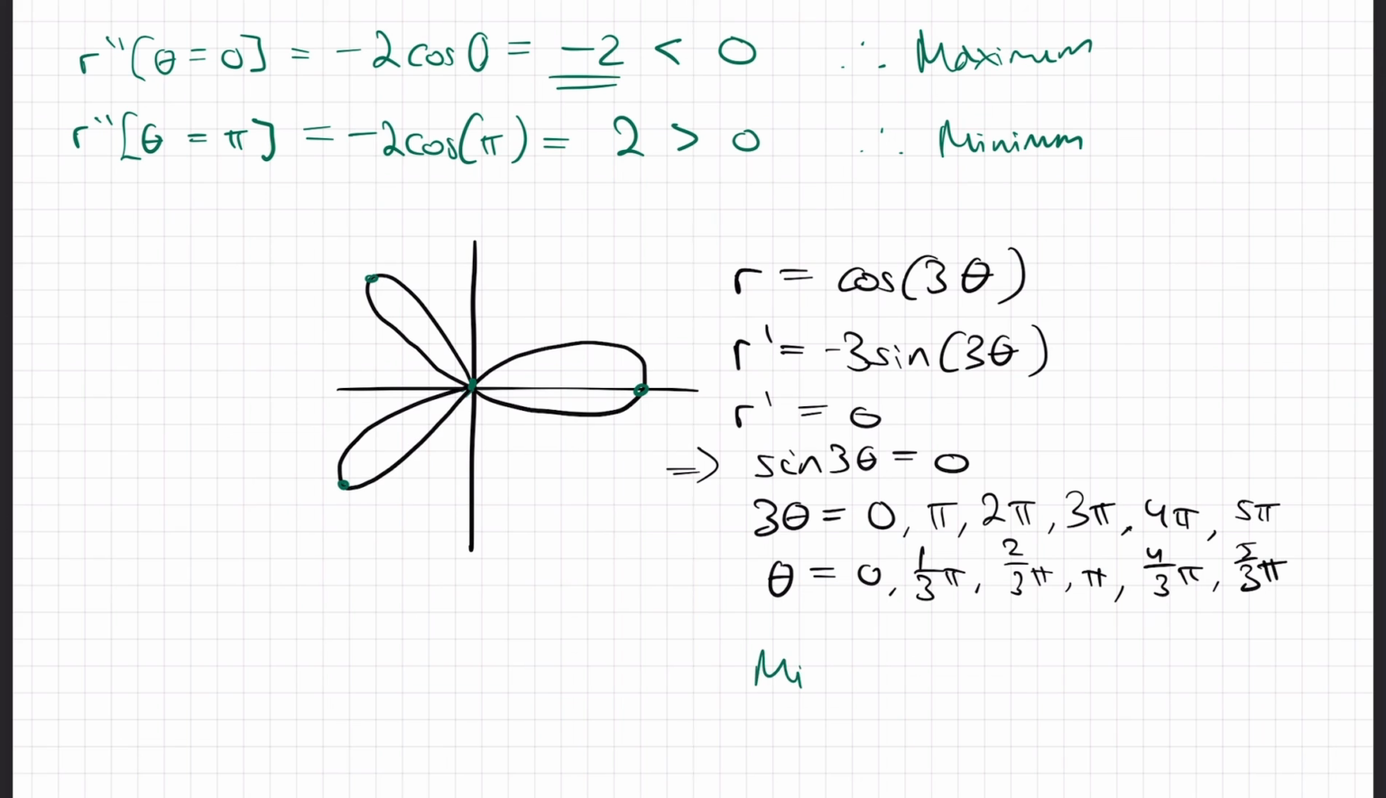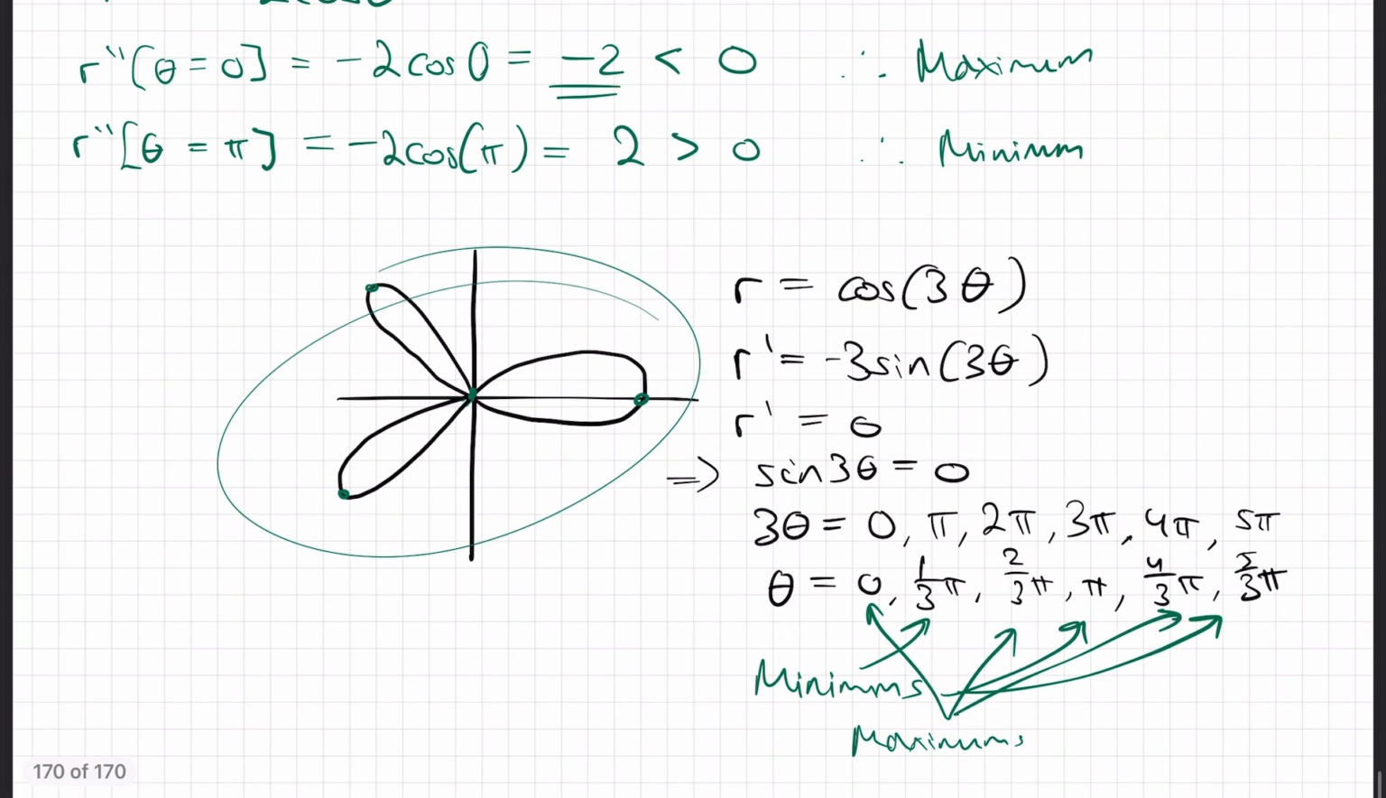So these are alternating between minimums and maximums, with the minimums being at 1/3 pi, pi, and 5/3 pi, and the maximums are at 0, 2/3 pi, and 4/3 pi. Hopefully it's clearer how these stationary points work.